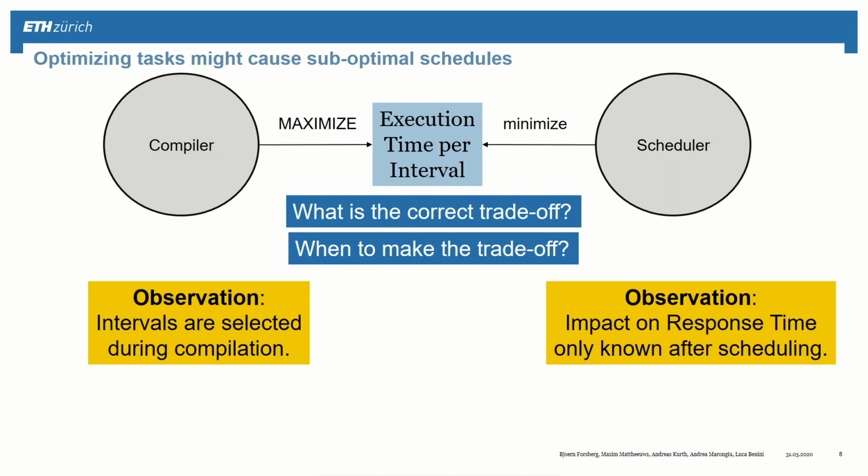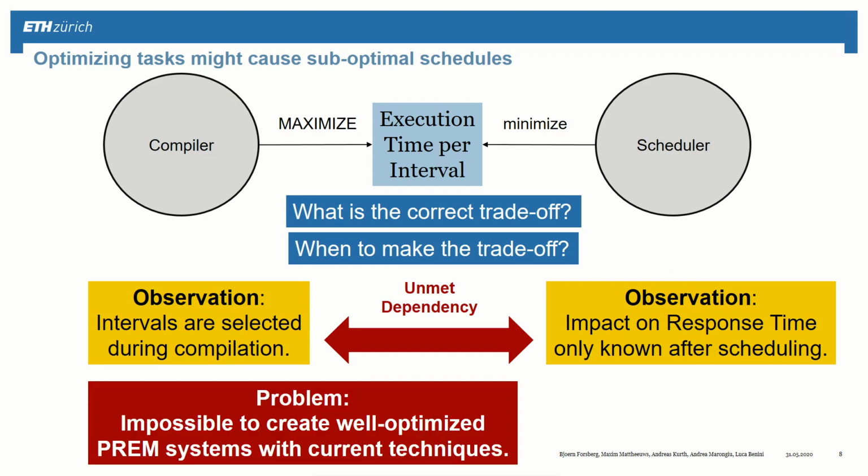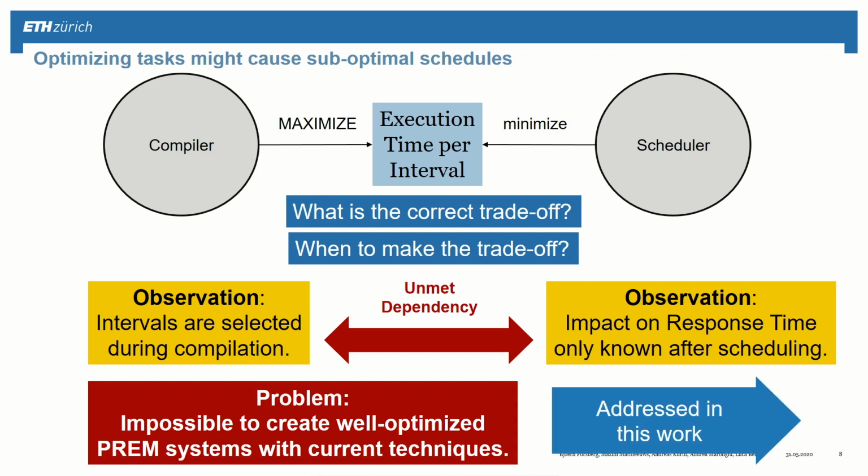Now, what we can observe here is that intervals are selected during compilation, at which time we don't know the response time because this is only known after scheduling. So there is an unmet dependency to fulfill this trade-off. And this makes it impossible to schedule well-optimized PREM systems with current techniques. And this is what we address in this work.